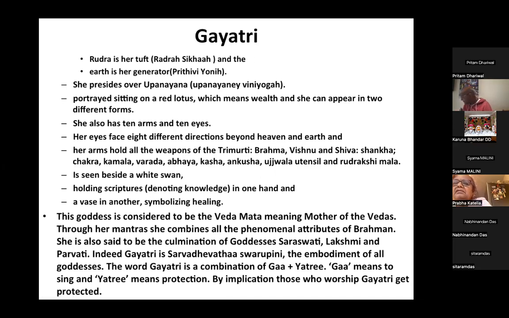This goddess is considered to be the Veda Mata, meaning mother of the Vedas. Through her mantras, she combines all the phenomenal attributes of Brahman. She is also said to be the culmination of Goddess Saraswati, Lakshmi, and Parvati. Indeed, Gayatri is Sarva Devata Swarupini, the embodiment of all goddesses. The word Gayatri is a combination of Ga and Yatri. Ga means to sing, Yatri means protection. By implication, those who worship Gayatri get protected.